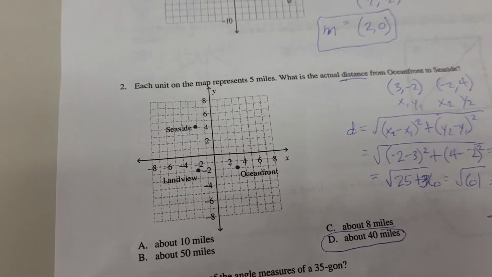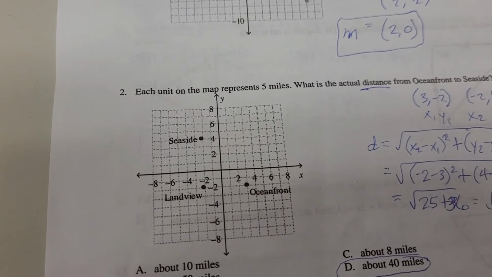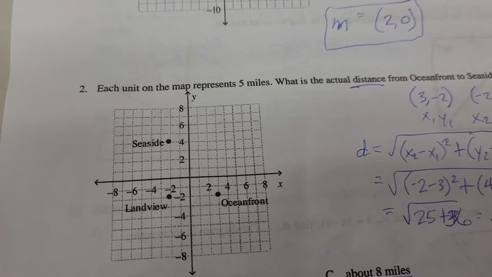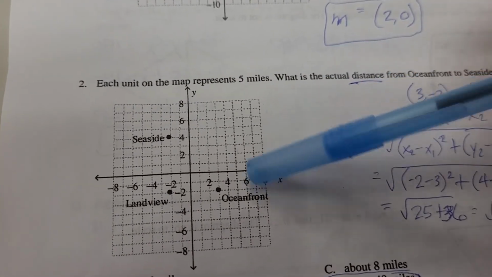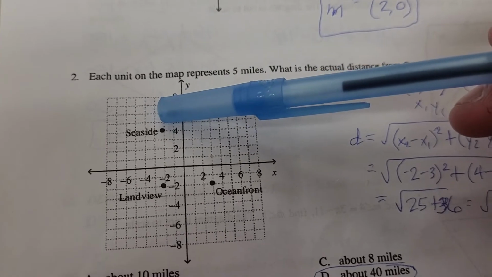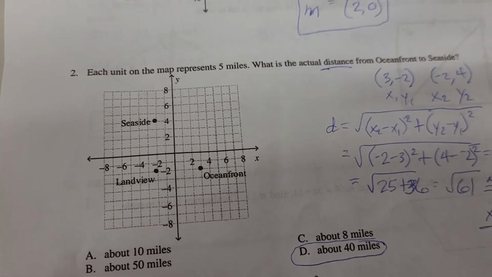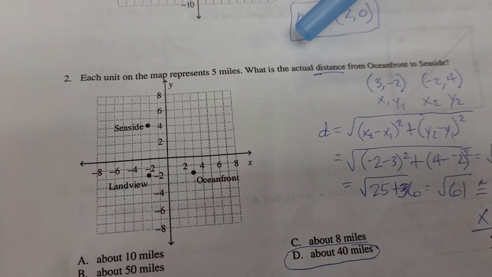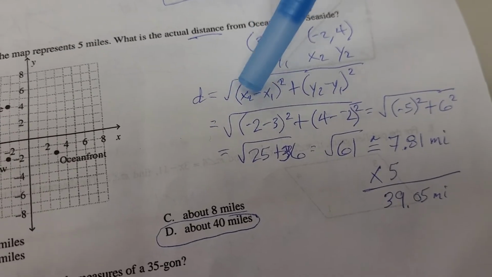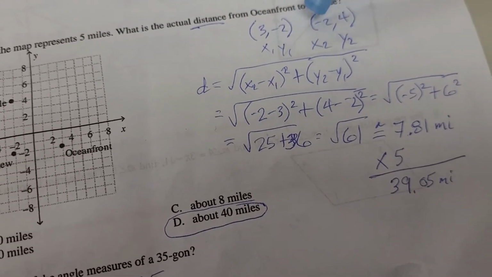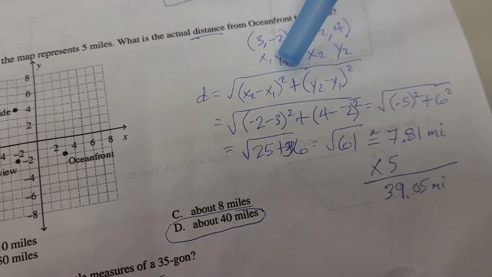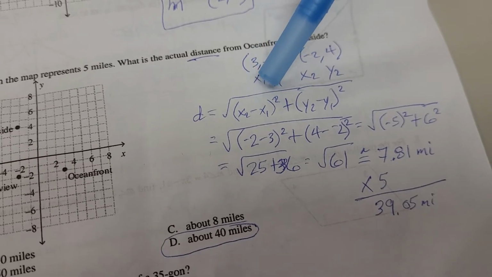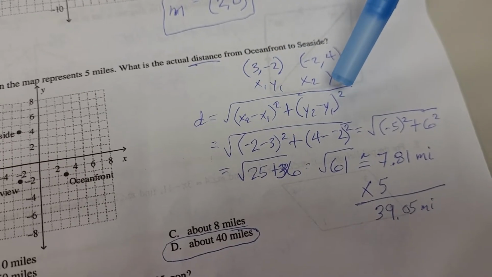On number 2, each unit on the map represents 5 miles. What is the actual distance from Ocean Front, which is right down here, to Seaside, which is way up here on the left? They said actual distance, so this is the way you have to look at this problem. I'm going to find the distance using the distance formula. D equals the square root of x2 minus x1 quantity squared plus y2 minus y1 quantity squared. You're just taking the difference in the x's squared plus the difference in the y's squared.